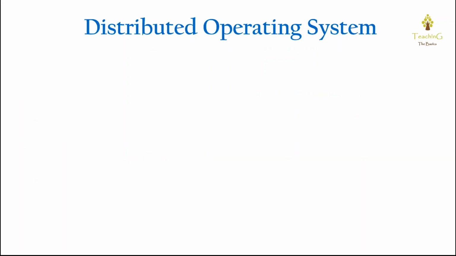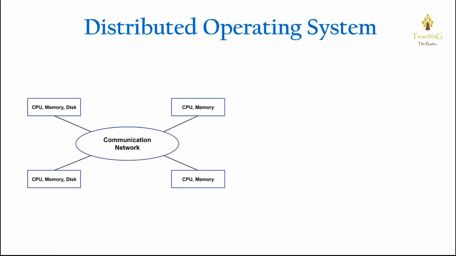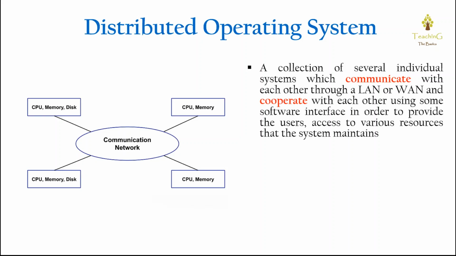so let's go to the next thing, that is the distributed operating system. With the help of this diagram, I will be explaining it. So the first point is a collection of several individual systems. That is, let's suppose this one is an individual system, this one is an individual system, and this one is an individual system, and this one is the individual system. So all these four are individual systems which are communicating with each other through a LAN and WAN.